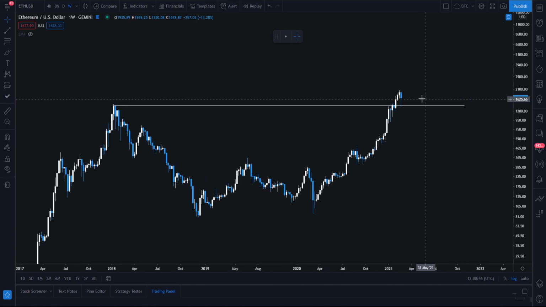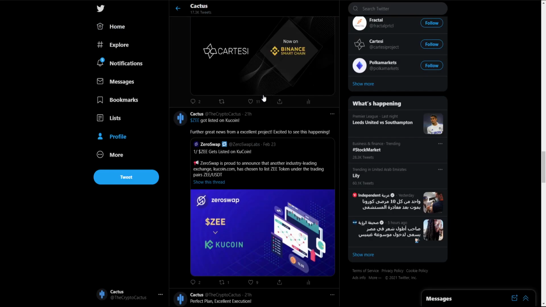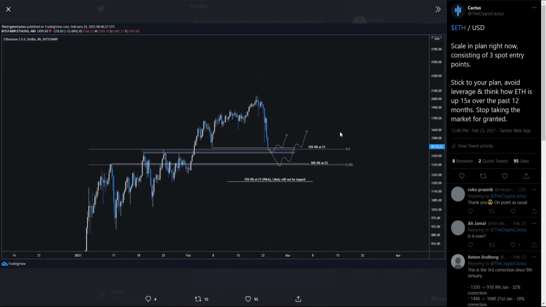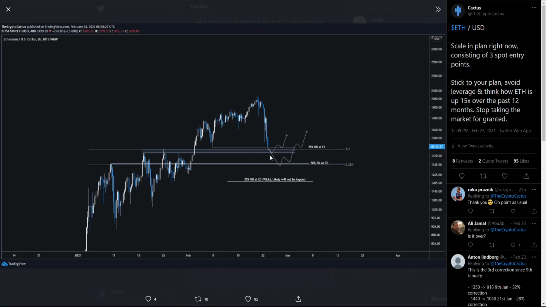I shared my entry levels yesterday. I can actually show that right now. Where are we going? So here, we pretty much filled right at the bottom. Didn't get to fill the 25% at 1,250, but that's fine. I think this played out pretty well, and structure is looking good right now.